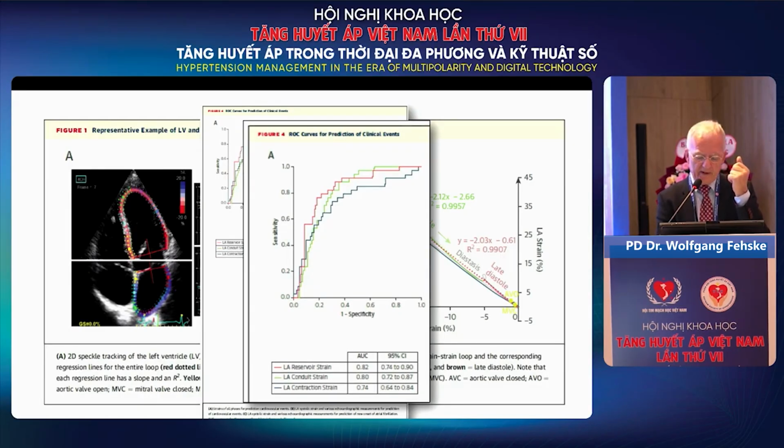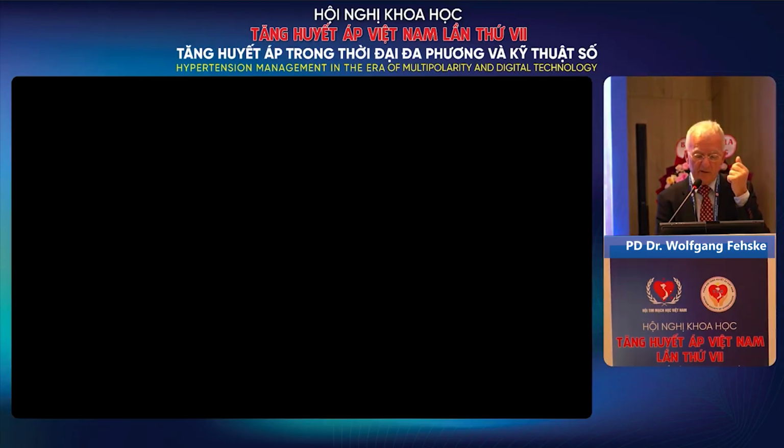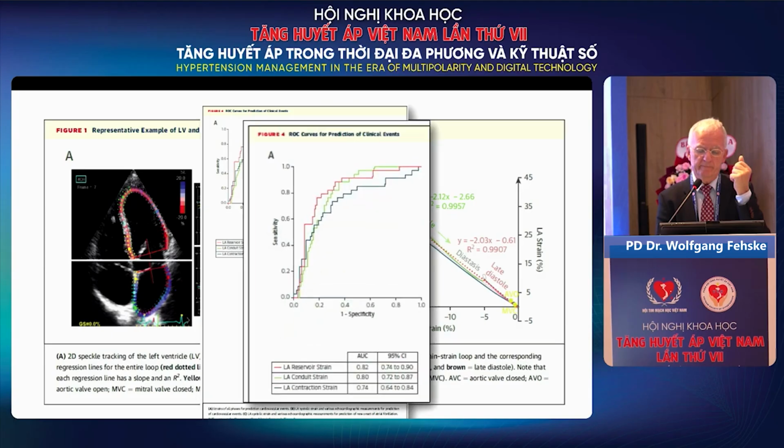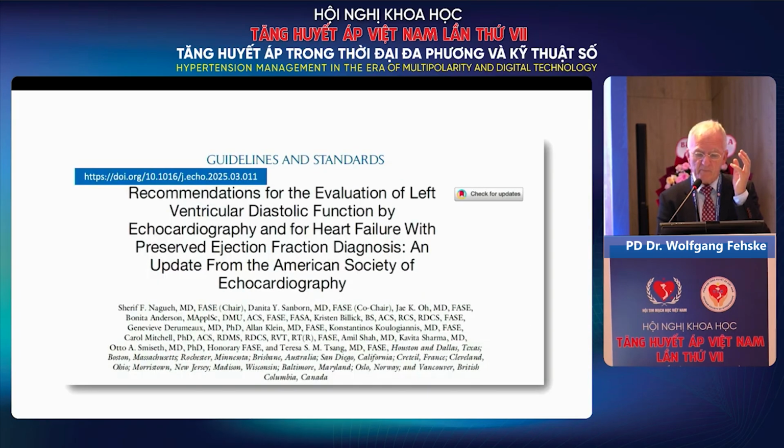And all the parameters are enumerated here. You see the reservoir strain, conduit strain, contraction strain, and all these parameters have much better predictive value than what we can see from all the other parameters. Okay, so we're going to go on.